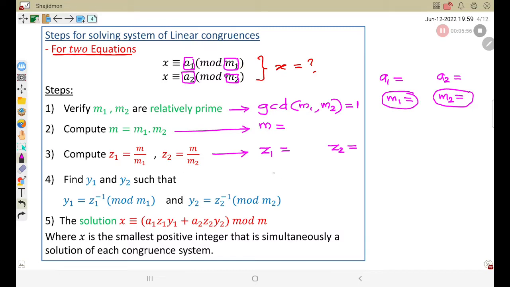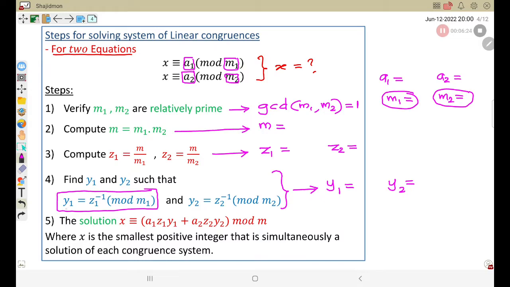After that, in the fourth step, we are calculating two numbers. We are calling them the y1 number and the y2 number. What is the meaning of the y1 number and y2 number? You can see y1 means z1 inverse mod m1. Okay, y1 equals z1 inverse mod m1.